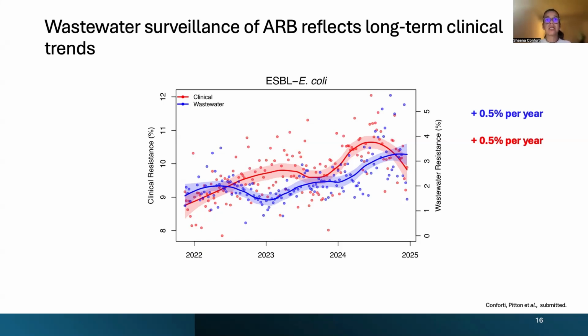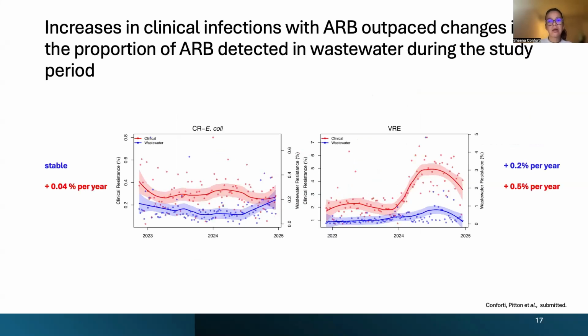However, as you can see here, the two lines are not completely overlapping, because this indicates that on a short term, there is not really a correlation, and I'm not showing you that now. But on a long term, what we observe in the wastewater represents what we observe in the clinics as well. And this pattern has also been observed for the other two pathogens, even if slightly different.